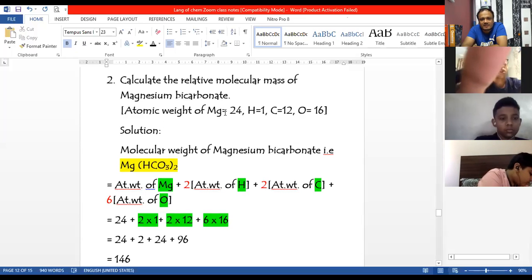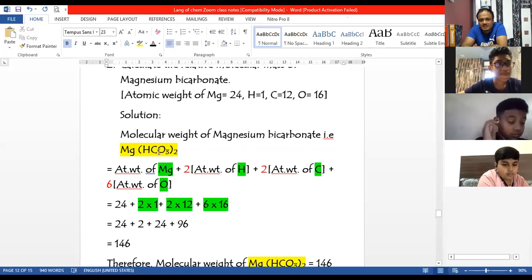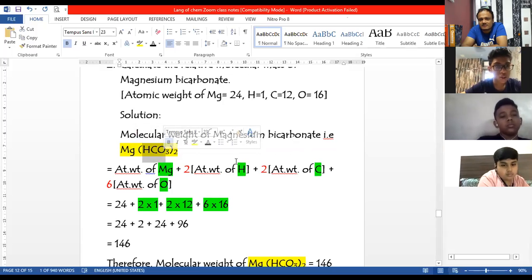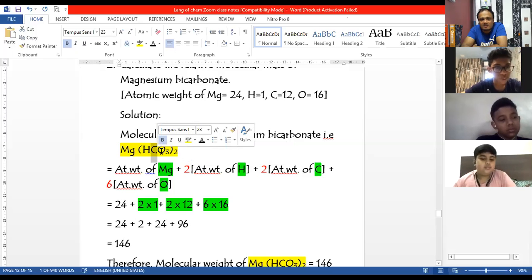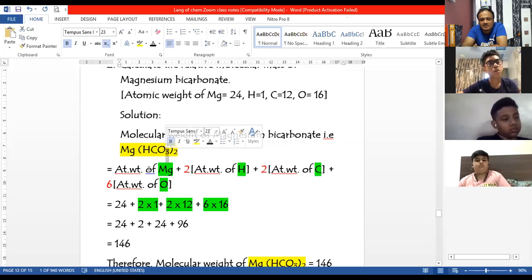Atomic weights are given: magnesium, hydrogen, carbon, and oxygen. So you need to know the formula of magnesium bicarbonate, that is Mg(HCO3)2. Then I'll substitute the values. So the molecular weight of magnesium bicarbonate will be the atomic weight of magnesium plus we have a 2, and inside the bracket we have all these 3 elements. So I'll take the 2, open a bracket and put all the elements inside. So this is 2 into (atomic weight of hydrogen plus atomic weight of carbon plus, as we have 3 atoms of oxygen inside, 3 into the atomic weight of oxygen).